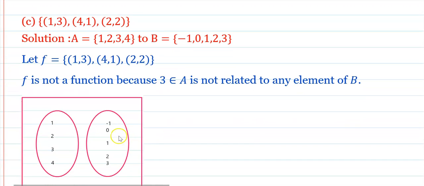Now the next relation. 1 is related to 3. 4 is related to 1. 2 is related to 2. And what about the 3? The 3 is not related to any element in the set B. That is, f is not a function because 3 belonging to A is not related to any element of B, and hence it is not a function.